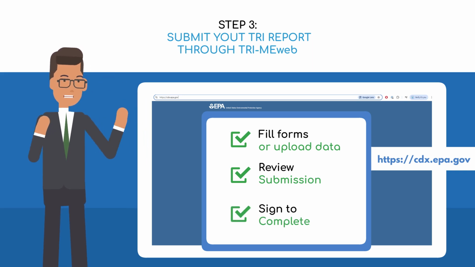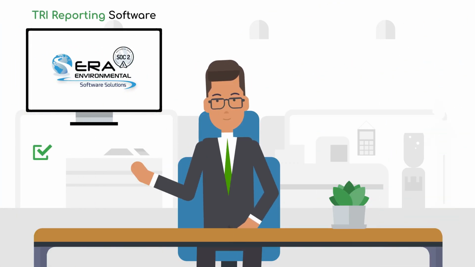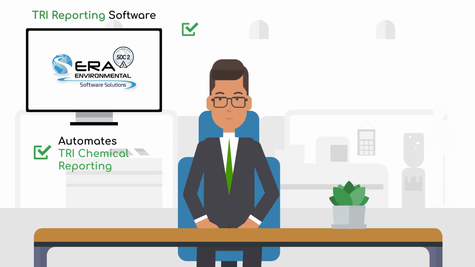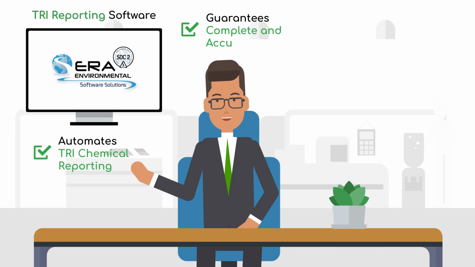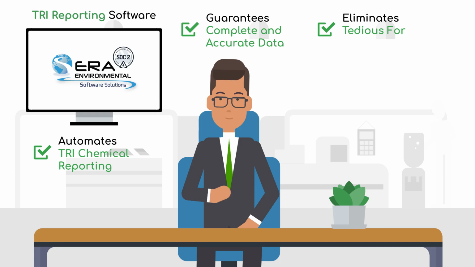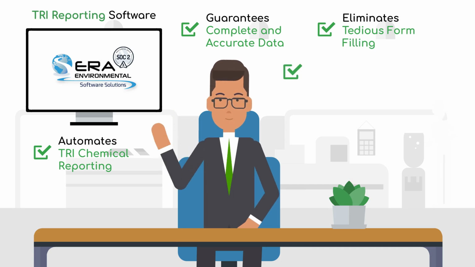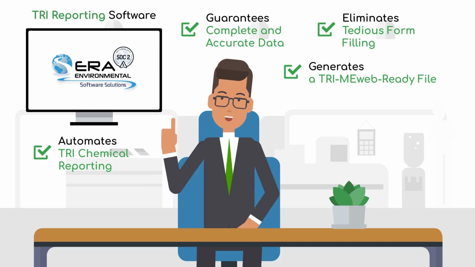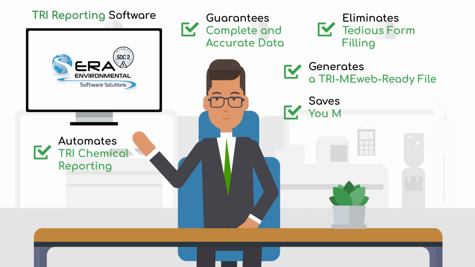ERA's TRI reporting software automates evaluating your chemical data to identify reportable chemicals and ensure complete and accurate reporting. Instead of filling out individual forms for each chemical, you can let the software handle the process and provide a convenient file for final upload to TRI-MEweb.